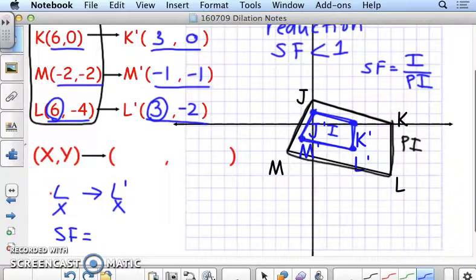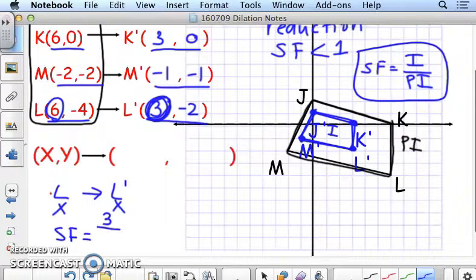Okay, so I recognize, remember, my scale factor is image over pre-image. See, it's really easy to make this mistake. So I notice my image over my pre-image. So I need to take L prime and put this on top. And then my pre-image coordinate, which is 6. I'm going to put 6 on the bottom. So I'm going to notice my scale factor becomes 1/2.